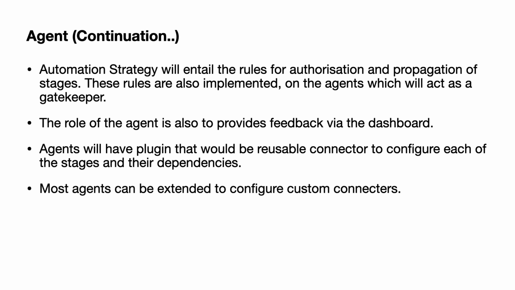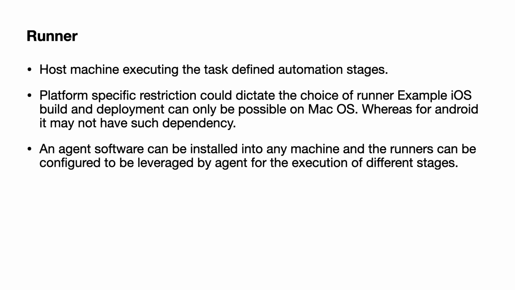And in this slide, let's talk about runner. It's a host machine. Typically for iOS, there is a dependency where you need a Mac to build. However, in the case of an Android application, that's not a requirement. You can have an Android app built on a Windows machine, or a Linux, or even Mac. So the host machine that has the necessary software and the ability to generate the build, to which the agent would communicate, is called the runner.